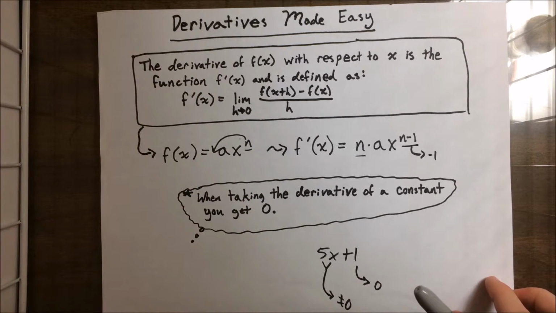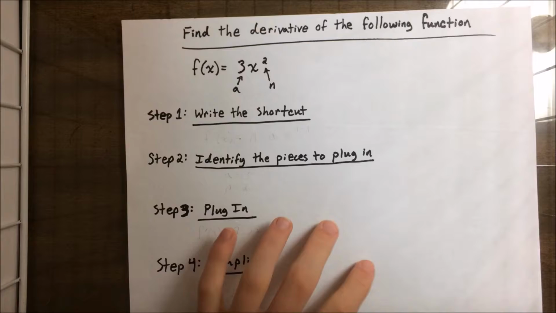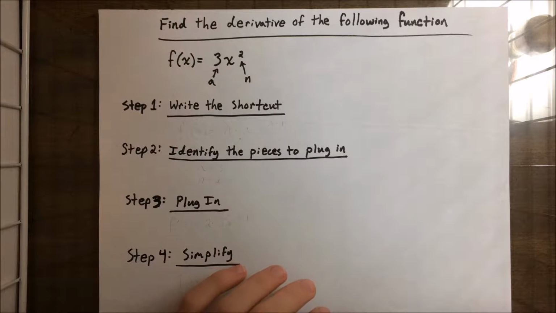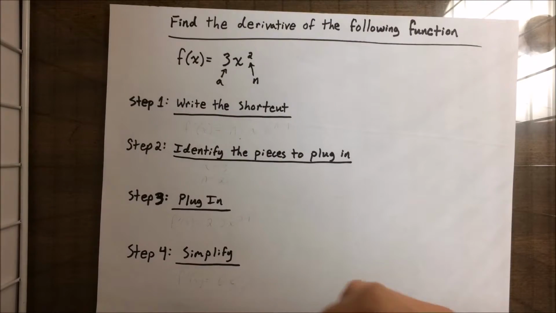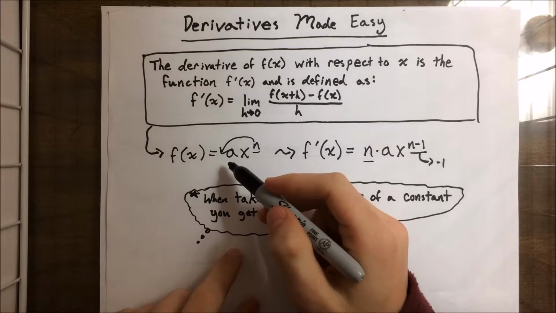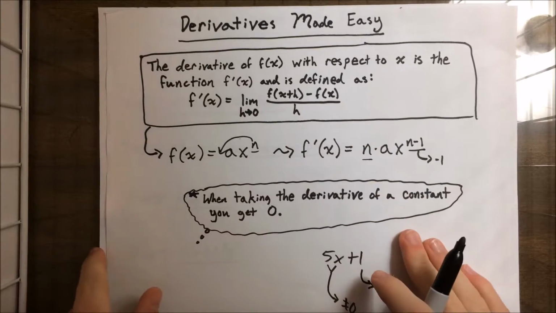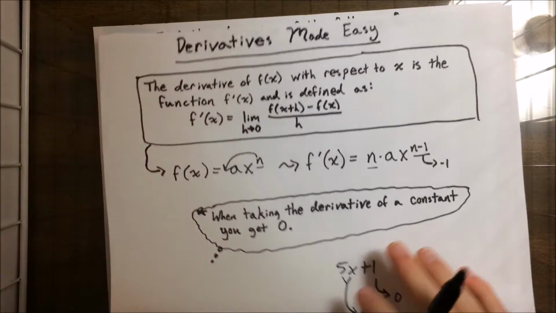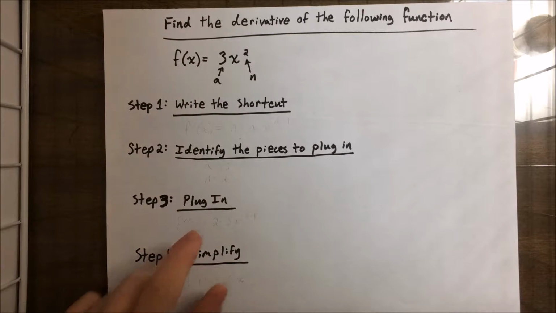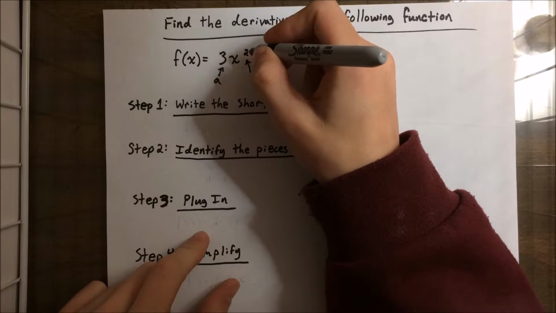Okay, so let's go ahead and do an example. In this example, let's find the derivative of this function. If you look at it, this is your constant out front, this is your variable, and this is your exponent. So in the first example, we're looking at the constant out front, the variable, and the exponent.